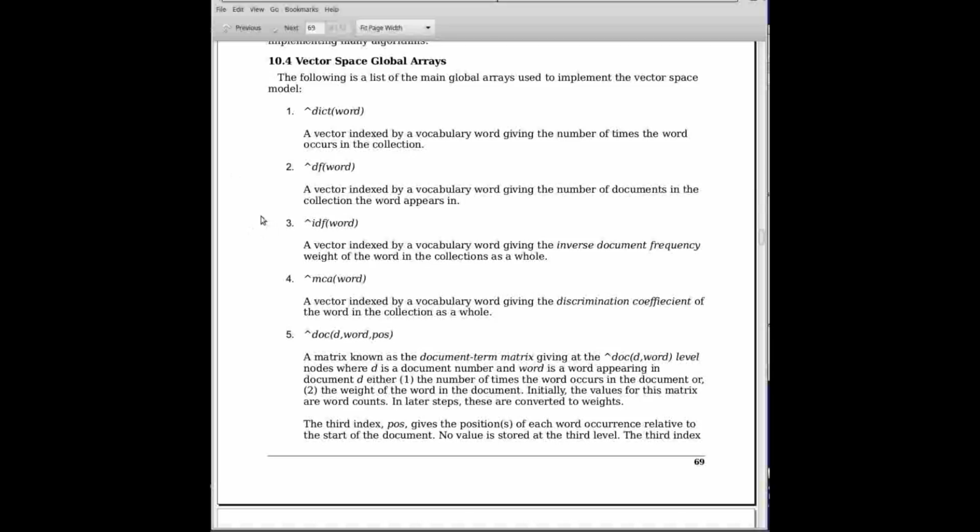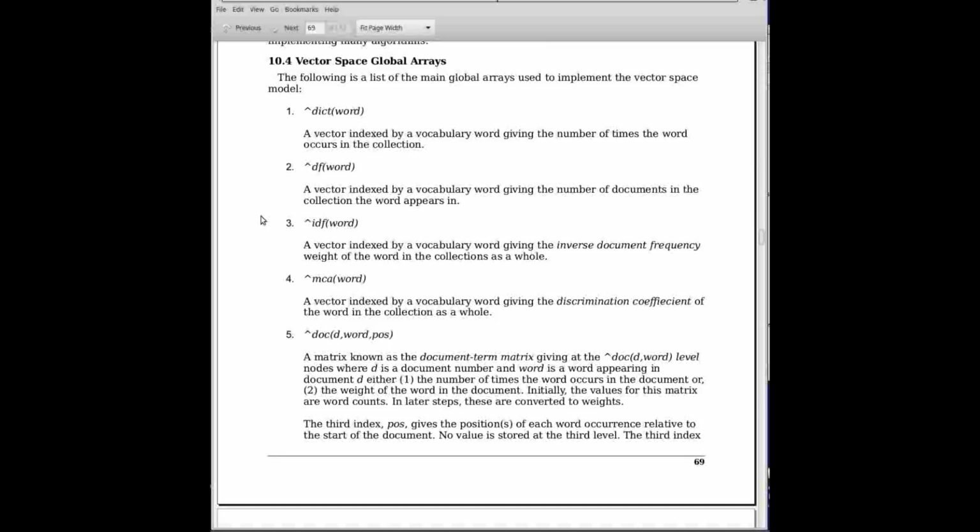Let's look at the arrays and vectors that we already have built or will be building in the future. First of all, we've got dict, D-I-C-T, the global array dict. It's indexed by words or terms. For the most part, these are going to be stems, but in later phases, we'll use other things. It's the vocabulary we're using for indexing. These are the words we've kept. These do not include the stop list words, things like that. The value at each element of dict is the total number of times the term occurs in the collection.